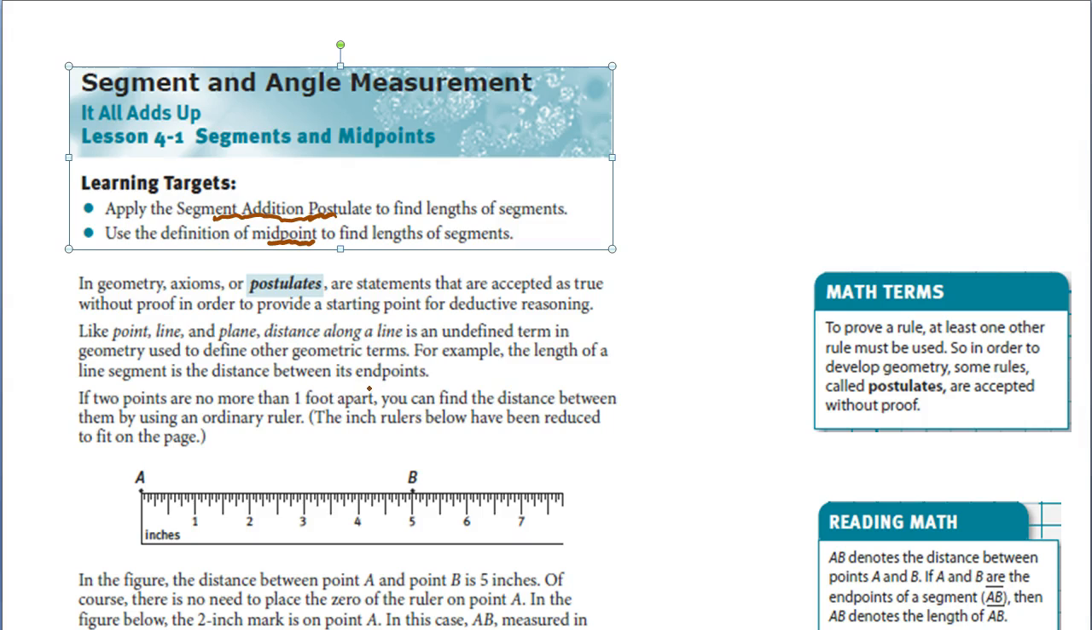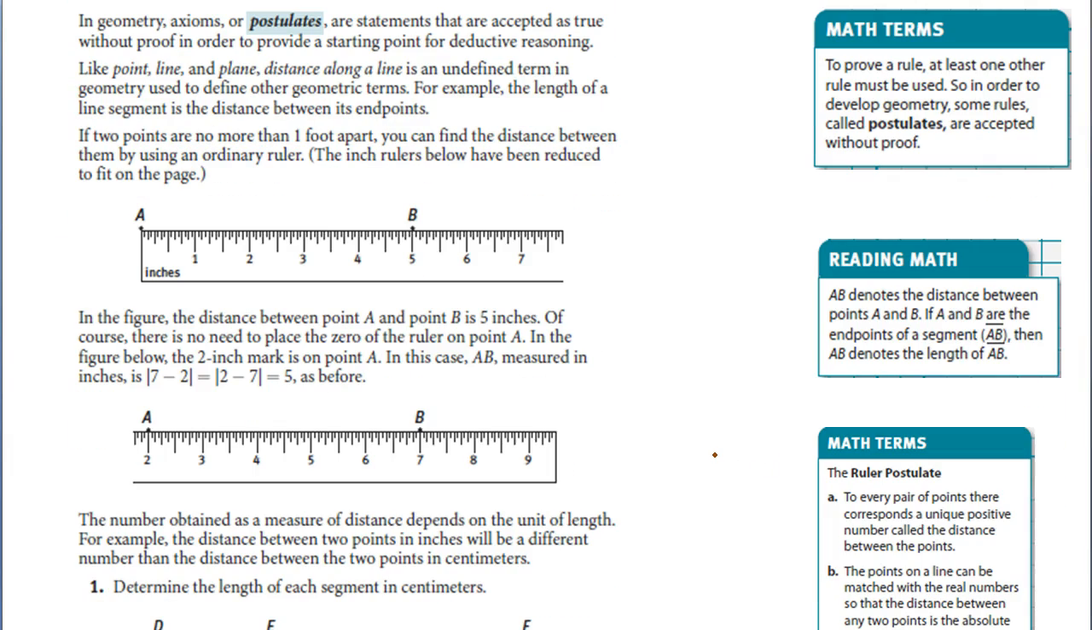If 2 points are no more than a foot apart, we can find that distance using an ordinary ruler, and we will do that in this class. Our rulers will have inches on one side and probably the metric system or centimeters on the other side. Here's an example drawing in the video of a segment from point A to point B. If we wanted to measure the length from A to B, we could position 0 at A and then read off what number point B is located at, in this case exactly 5 inches.